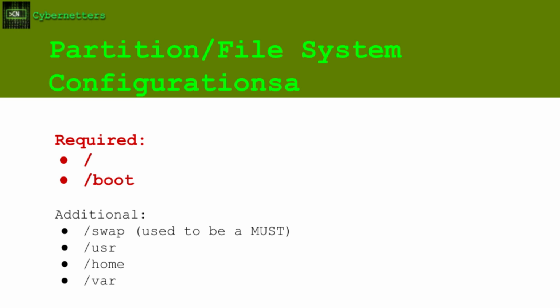/usr holds all system applications and libraries. /home stores all users' files and personal settings, and /var is used for system logs, caches, and other changing data. The reason why proper partitioning is important is because it helps with performance, security, and system recovery.